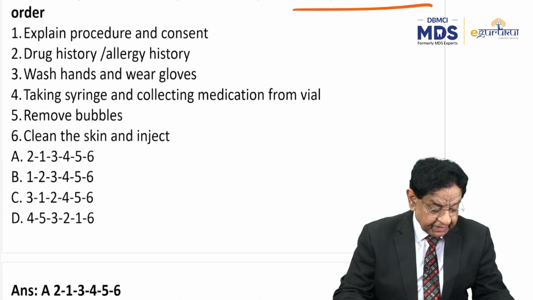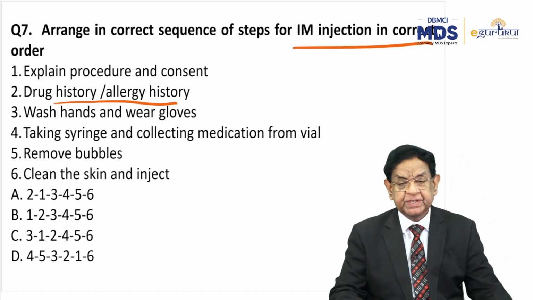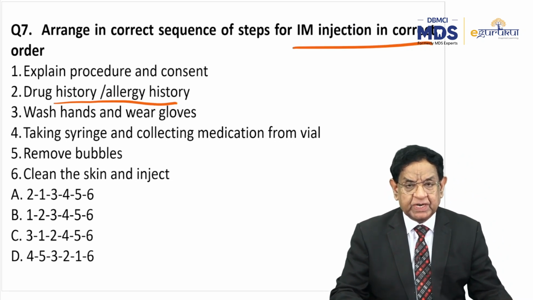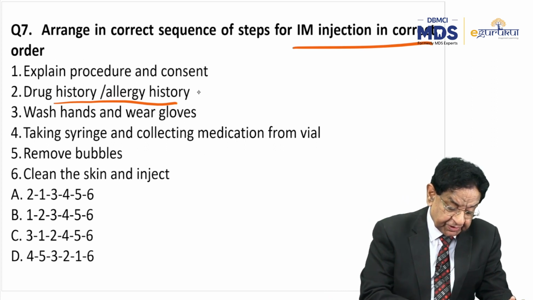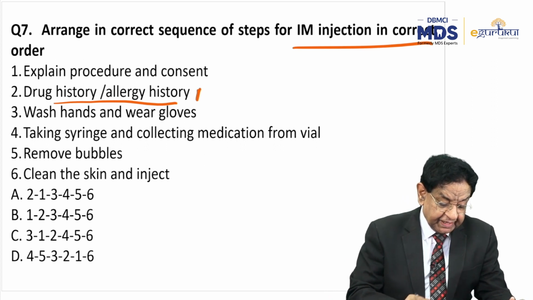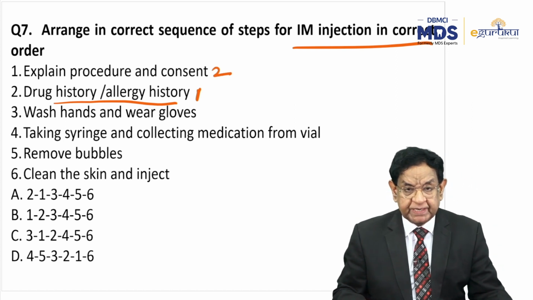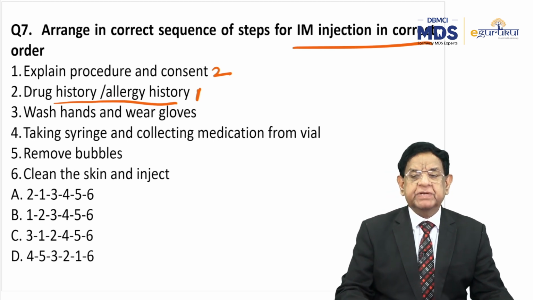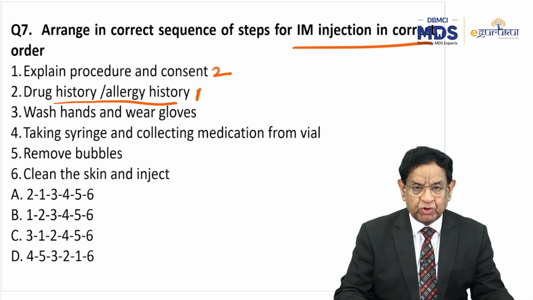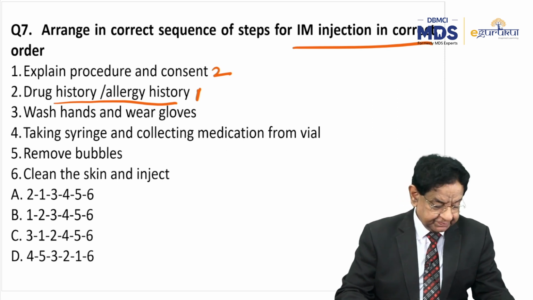Answer is A. That means, first of all, drug allergy history. Definitely. Before you give any injection, you ask, are you allergic to any drug? This is the first thing to be done. After that, you explain the procedure and take consent. Although in our country we avoid it, actually as per protocol, it should be done. You have to tell the patient, I'm going to give an injection, it's going to cause some pain. And you have to take verbal consent. You don't need any written consent for this.